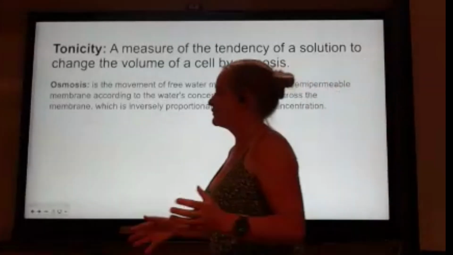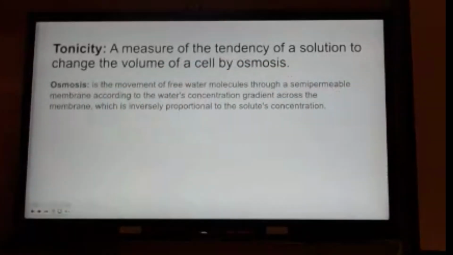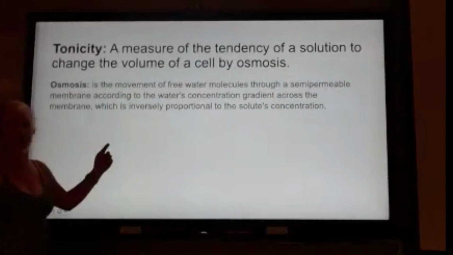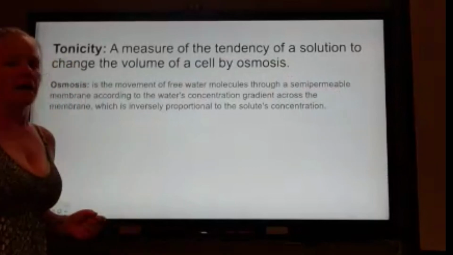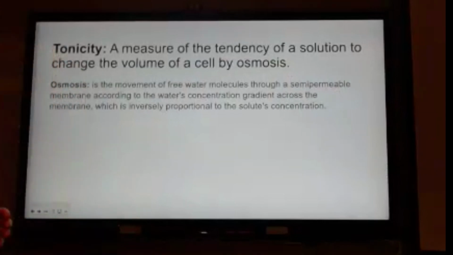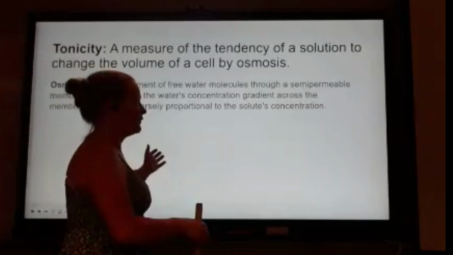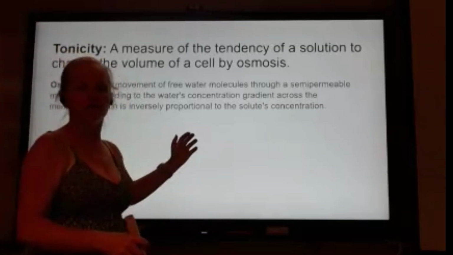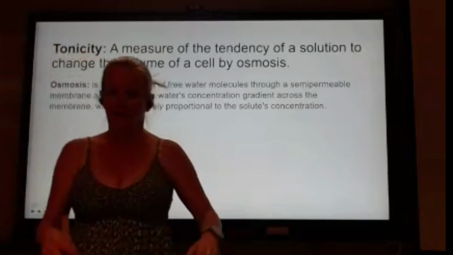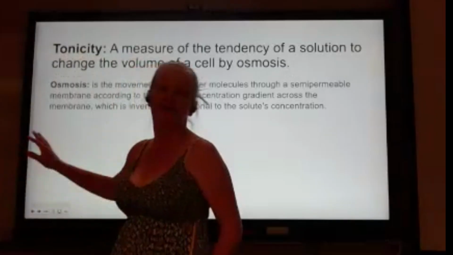I've gone back and forth in my career about whether I like this definition of osmosis or not. The reason that I don't like it is it's confusing. So let's read this for a second. Osmosis is the movement of free water molecules through a semi-permeable membrane according to the water's concentration gradient across a membrane, which is inversely proportional to the solute's concentration gradient. So hopefully everybody now understands osmosis, and we're so good and ready to move on. Okay, no, we're not ready.